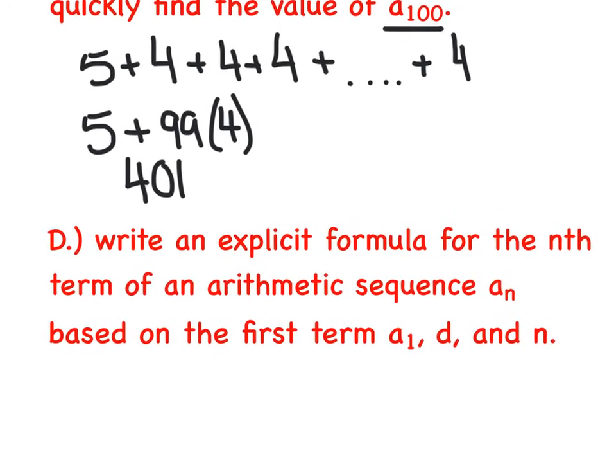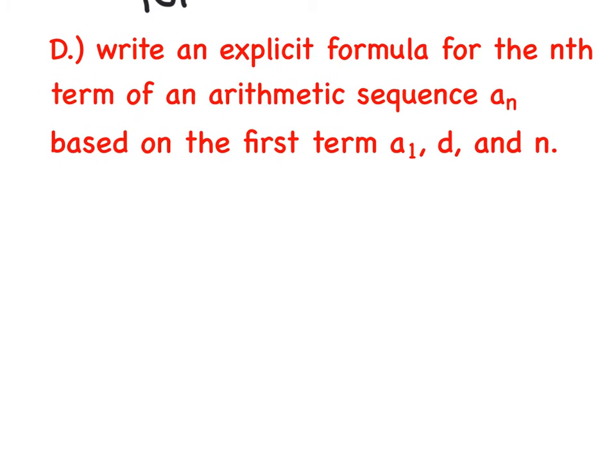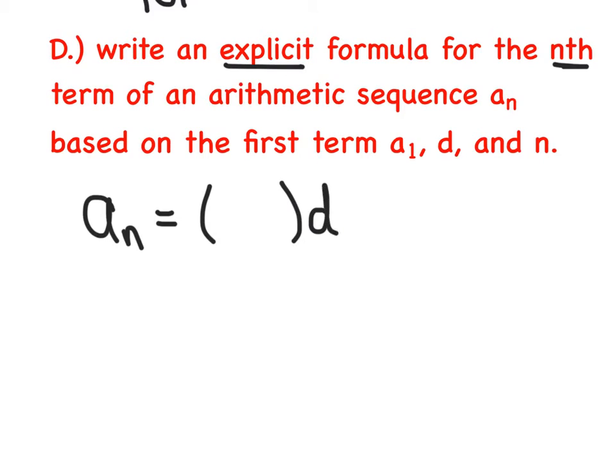Now, last but not least, can we write an explicit formula? And an explicit formula is the opposite of a recursive one for the nth term of this arithmetic sequence. And so here's what I'm thinking. The nth term is going to be something times the common difference plus the first term. Now, the question is, if you want the nth term, you're going to multiply by n minus 1.